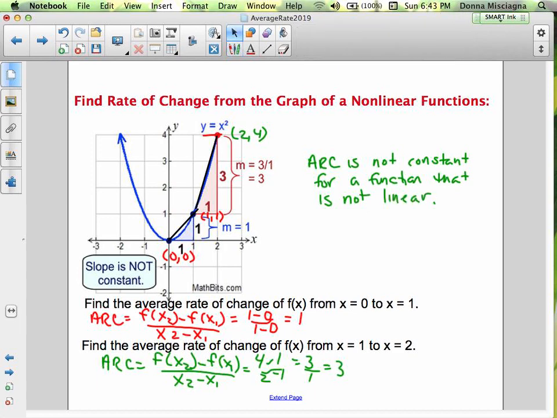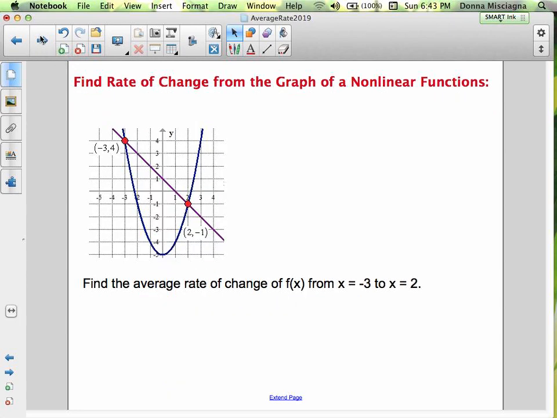Okay. Let's try another one. Now this one I made a little easy too, because you can see the slope is 1 and 3 because we drew in the rate of change in the y and the change in the x. I won't do that for any of the others here.